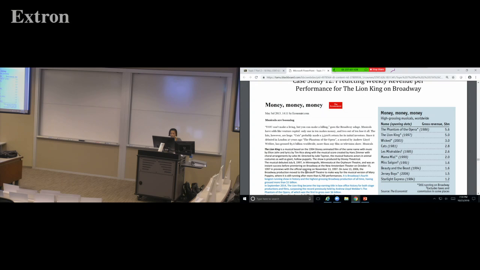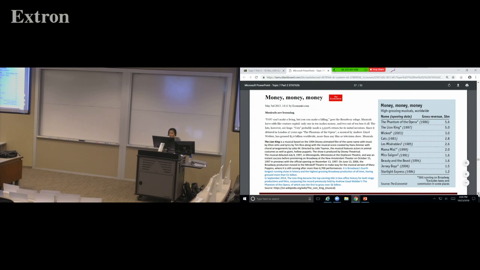After a while at the New Amsterdam Theater, in 2006 it moved to the Minskoff Theater. And to make way, the Mary Poppins Broadway production is what started being at the New Amsterdam Theater. And so it's still at the Minskoff Theater in New York, and it's been running for more than 6,700 performances. It's Broadway's, at this moment, 4th longest running show in history, and the highest grossing Broadway production of all time, having grossed more than $1 billion. So, important stuff about The Lion King.